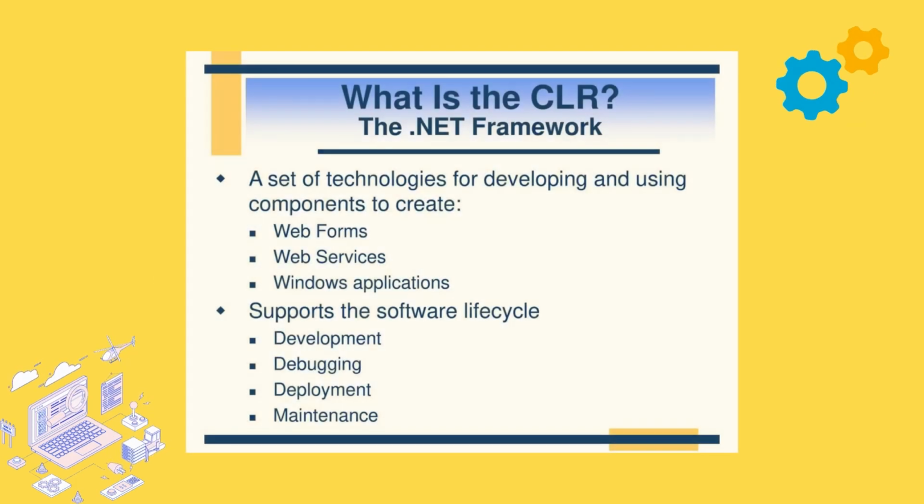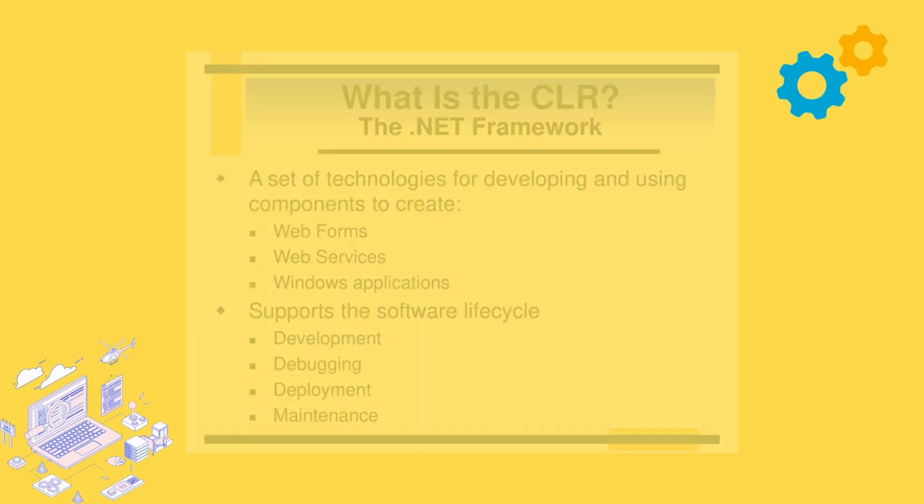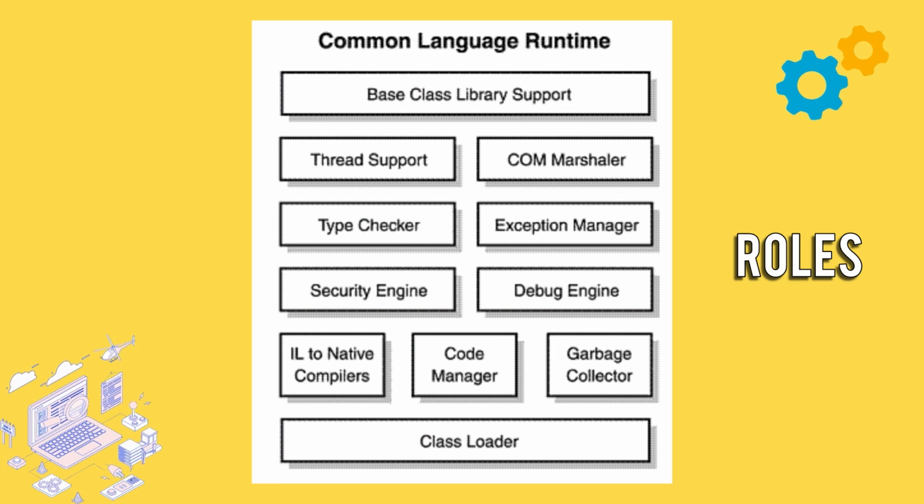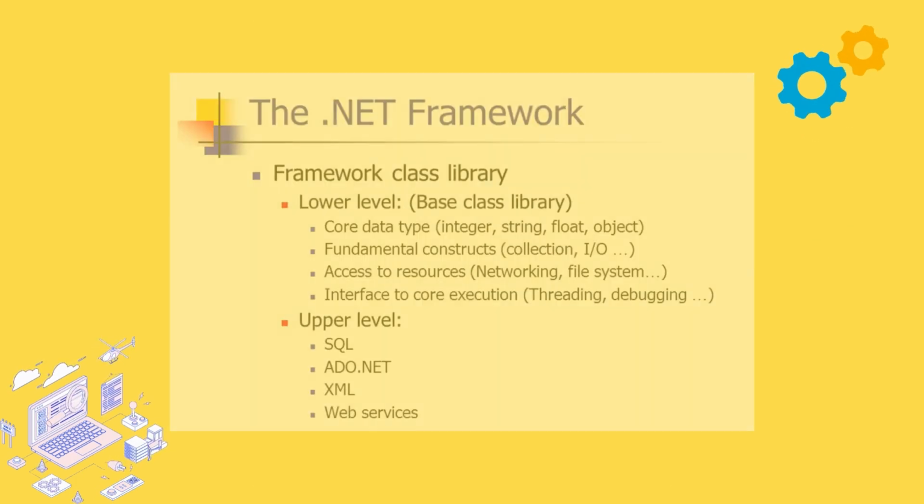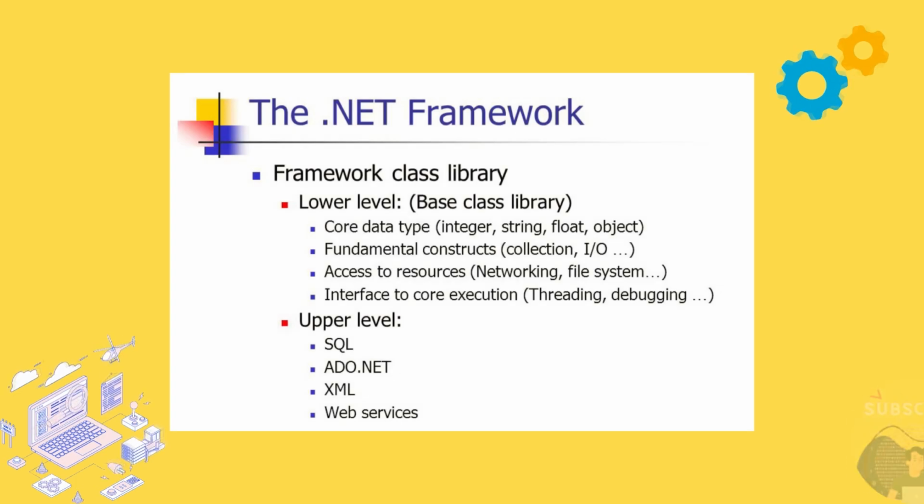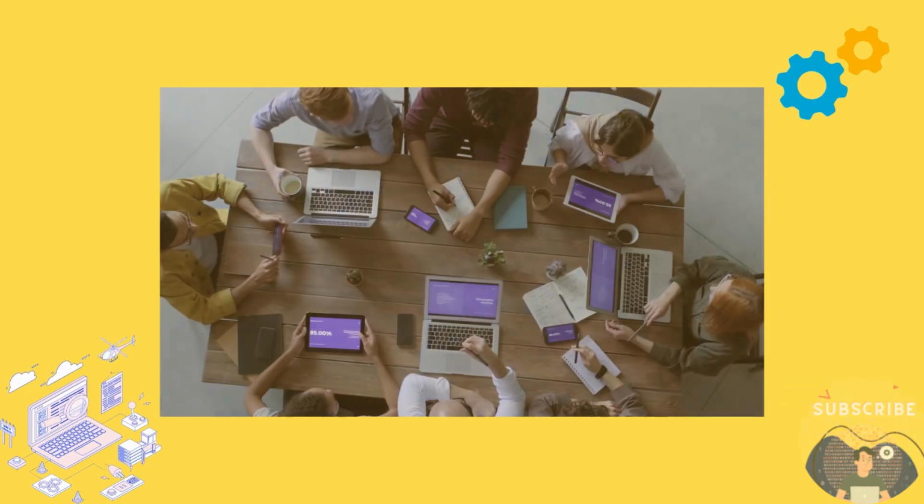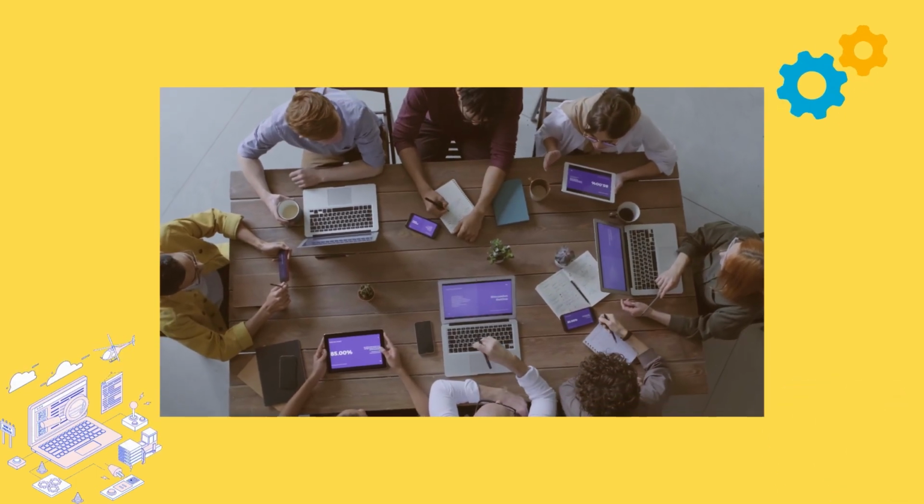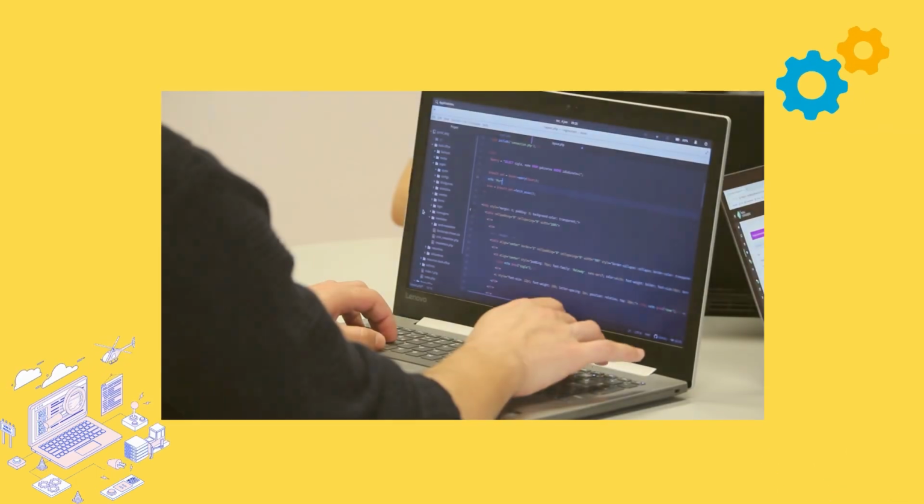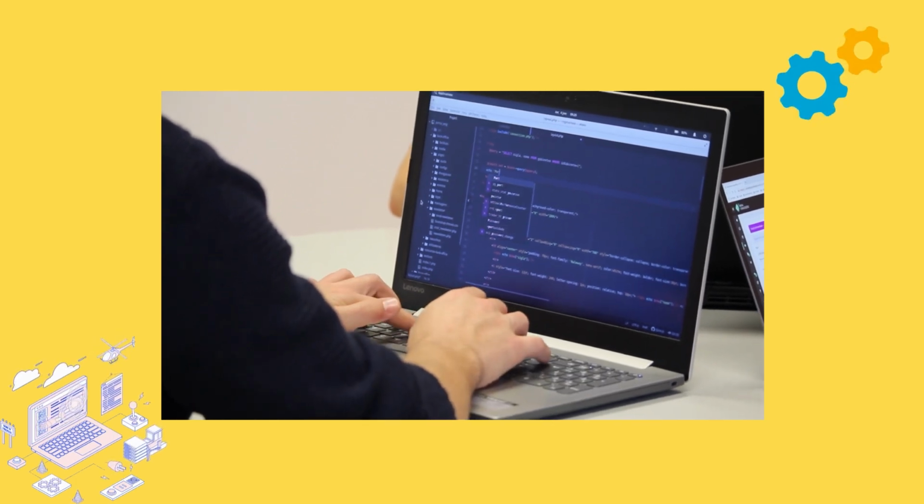At its core is the Common Language Runtime, which executes applications and manages important tasks like memory management, security, and error handling. Alongside the CLR, .NET provides the Framework Class Library, offering pre-built code for common functionalities, such as file I/O, database access, networking, and more, reducing the need to write code from scratch.